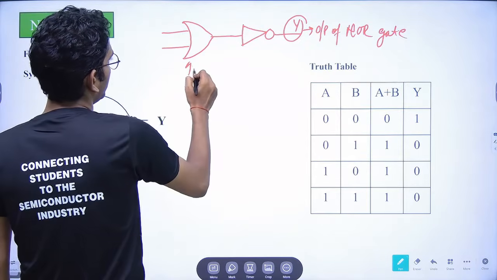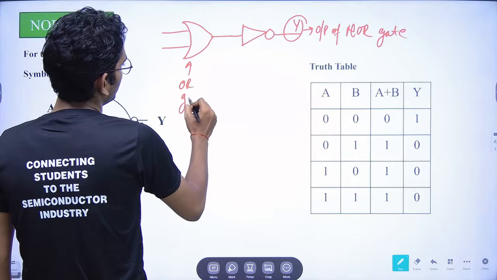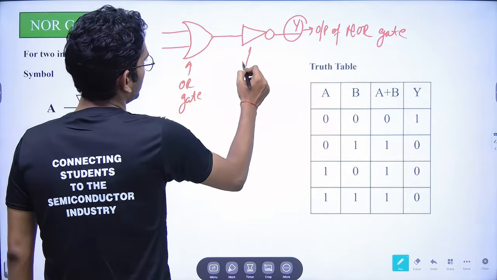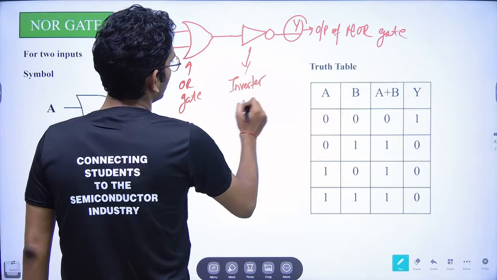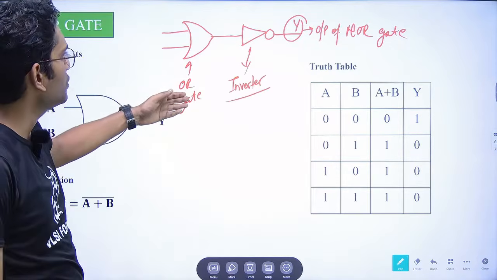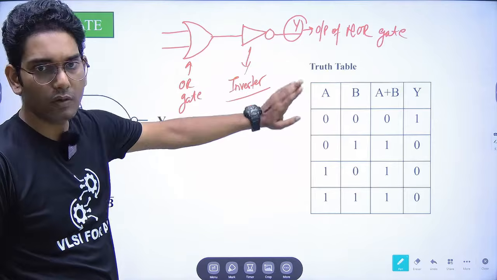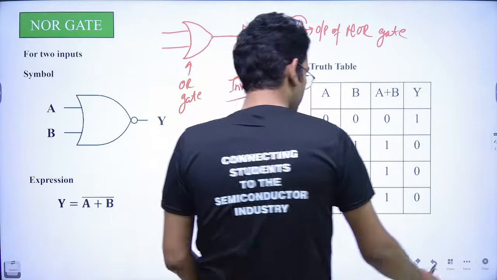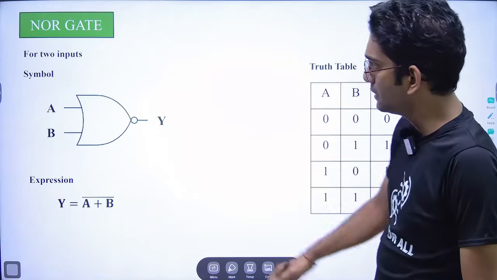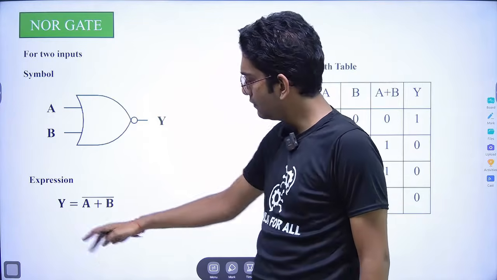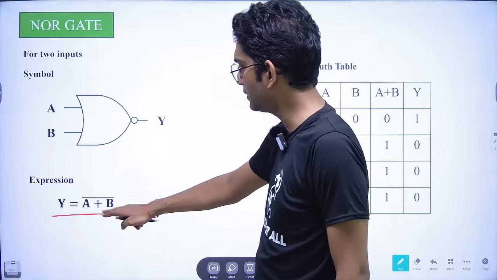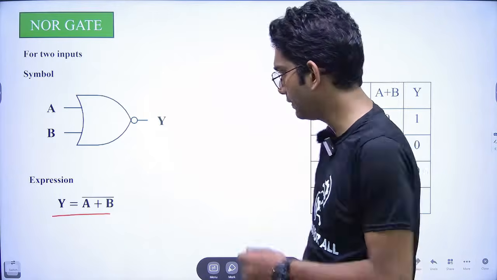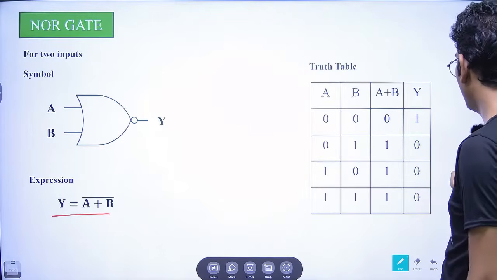This is the OR gate and this is the inverter, and this is the basic output of the NOR gate, fine. So this is the basic symbol and the expression would be Y is equal to (A plus B) whole complement. This is the basic expression of the NOR gate, and this is the truth table.